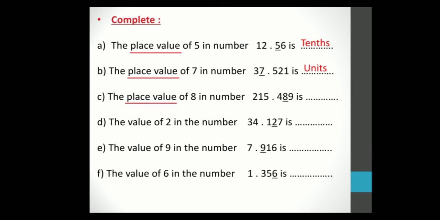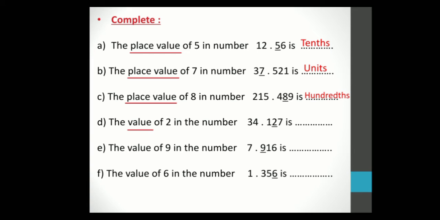The place value of 8 in the number 215.489. 215 represents the whole number and 489 represents the decimal part. So 8 is in the second place after the point, and this place is called hundredths.